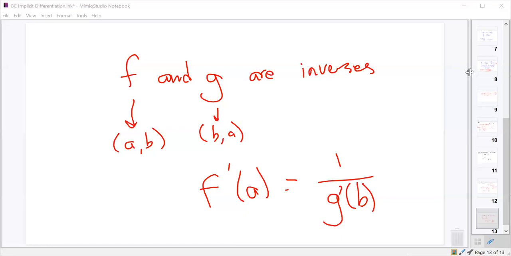All right, that's it for implicit and the inverse rule for now. So what we're going to do is we're going to move in and start talking about parametric and polar functions.